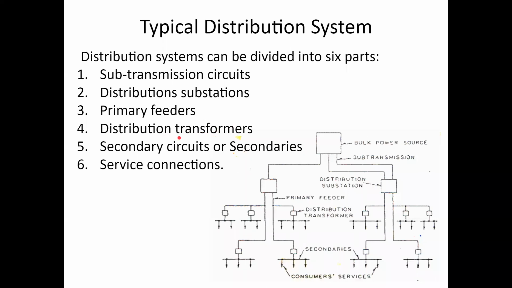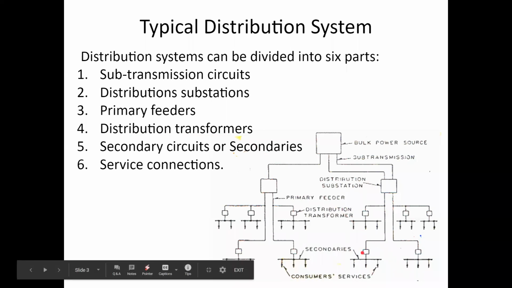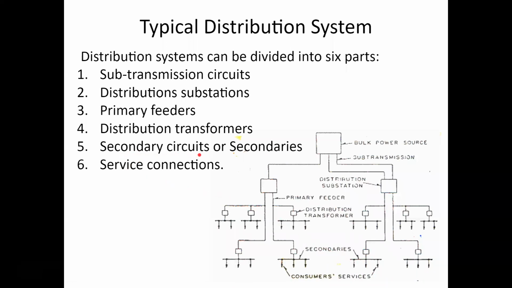This is the distribution transformer. It will be in a small compound or wall. Inside a square wall, there will be a green box with a transformer. That is the distribution transformer. From there, many lines will start. They are called secondary circuits, or simply secondaries.